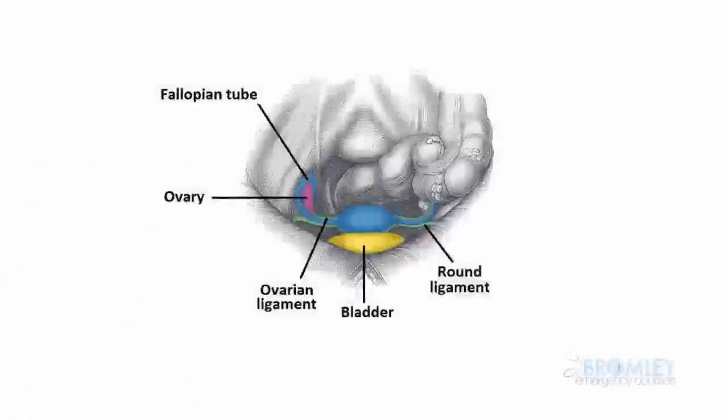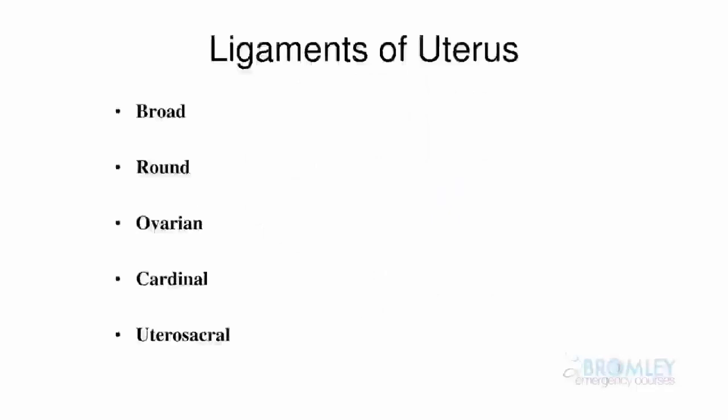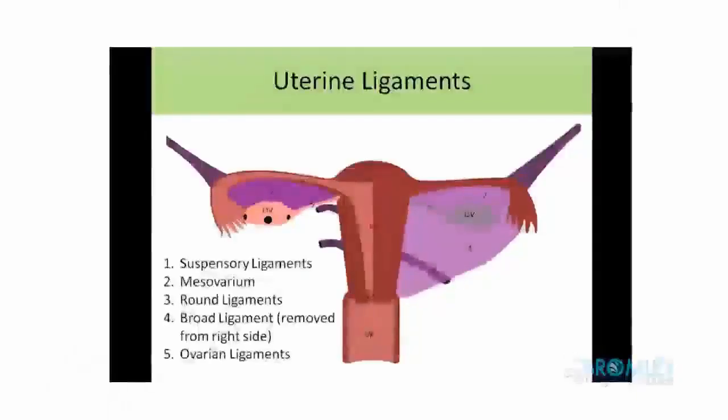Let me get a better picture. The ligaments of the uterus can be broadly divided into the broad ligament, round ligament, ovarian ligament, cardinal ligament, and uterosacral ligament. Broad ligament: if you look here, we've removed the broad ligament from the right side, but that is number 4. Essentially, it's a double layer of peritoneum which attaches the sides of the uterus to the pelvis. It acts as a mesentery for the uterus and contributes to maintaining the position of the uterus in the pelvis. That's the broad ligament.